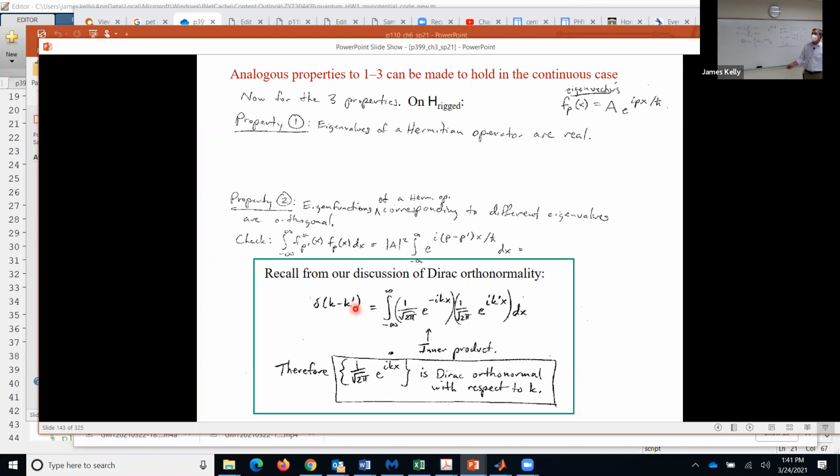And notice, this is 0 if k is not equal to k prime. The left-hand side is 0. And it's the same way with this function up here. If we work it out, and I'm not going to go into the details here because we're out of time, this integral is proportional to delta of p minus p prime. And that means if p is not equal to p prime, we're talking about eigenfunctions corresponding to distinct eigenvalues, it's equal to 0, because the delta function is only non-zero when p is equal to p prime. So that's property 2. Eigenfunctions corresponding to distinct eigenvalues are orthogonal.